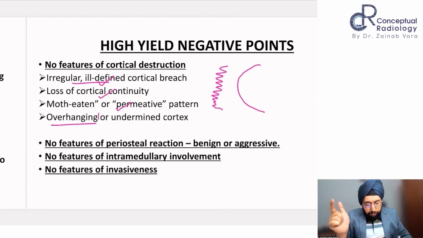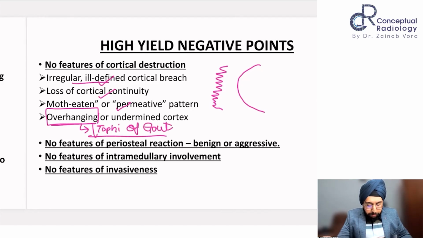Okay, so can you tell me where do we see the overhanging cortex sign? Okay, and by saying that we are not having any overhanging cortex, what we are ruling out? Yes, what we are ruling out is tophi of gout. Okay, because those are the ones which present with juxta-articular erosions, but okay, the scalloping can be similar. Okay, but we need to have some overhanging cortex sign. Okay, because it's actually erosion.